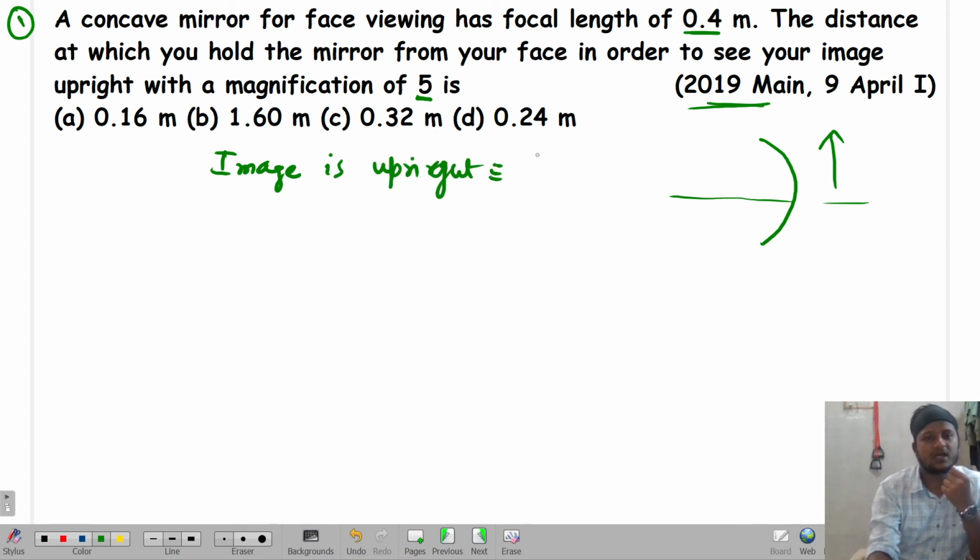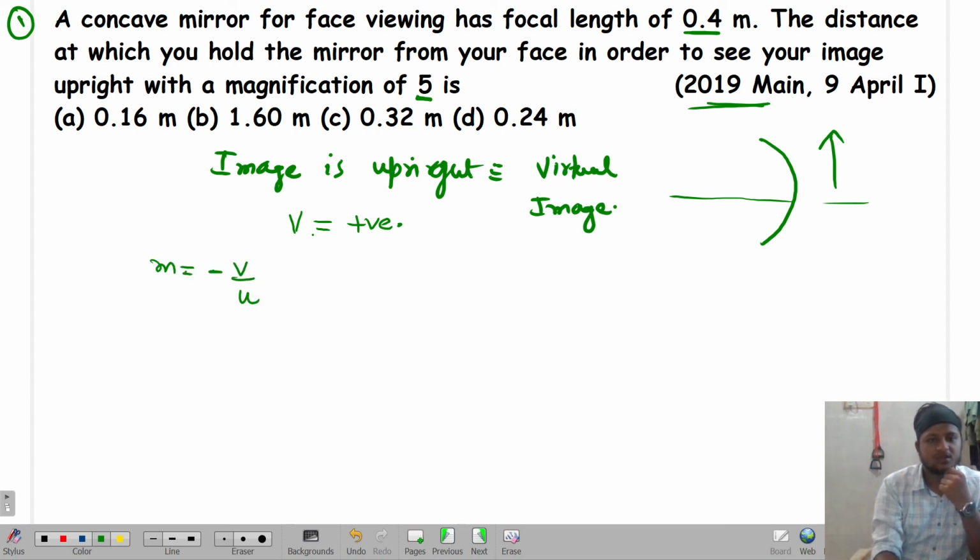That means I need to consider it to be a virtual image. First, you have your equation for the virtual image. For a virtual image, V should be positive over here. Now if V is positive, magnification is minus of V divided by U. So V is going to be minus of mU. Yes or no? This will be your relation or not?